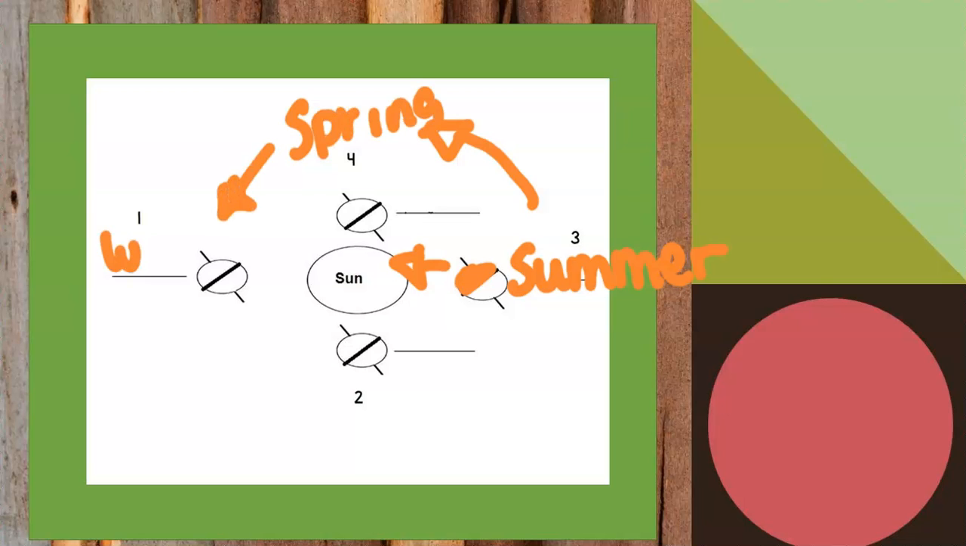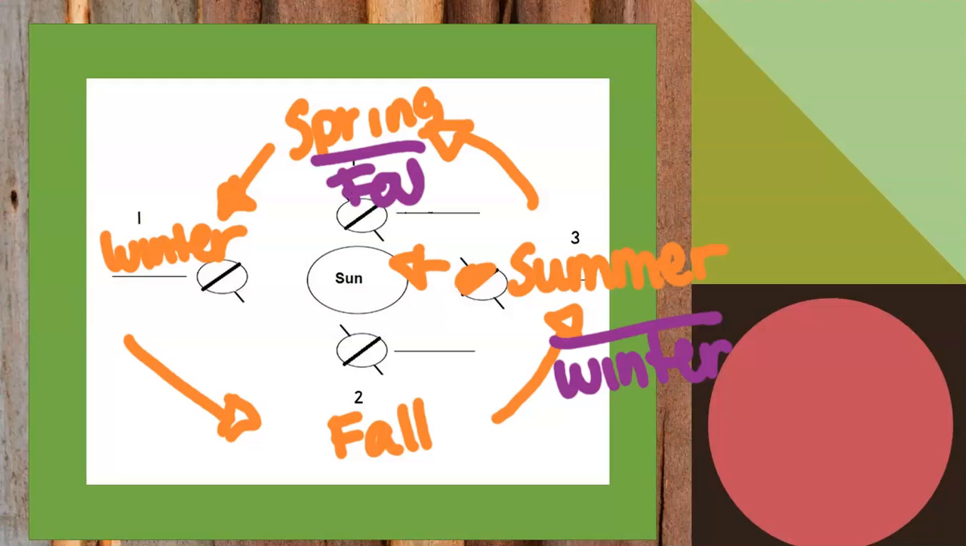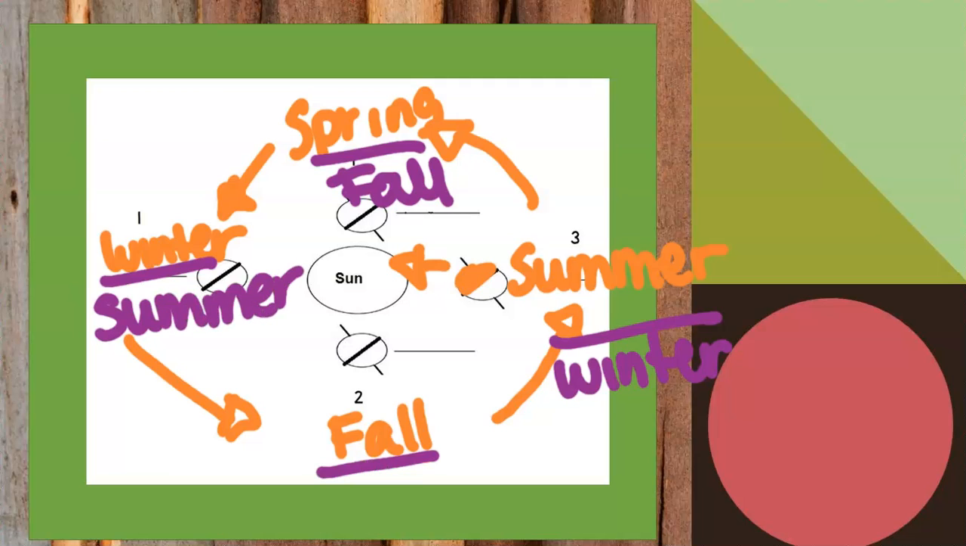Position 1 would be winter. Position 2 would be fall. If we wanted to know what the season was in the southern hemisphere, we would just do the opposite. So position 3 would be winter. Position 4 would be fall. 1 would be summer. 2 would be spring.